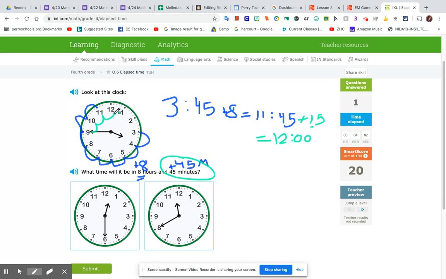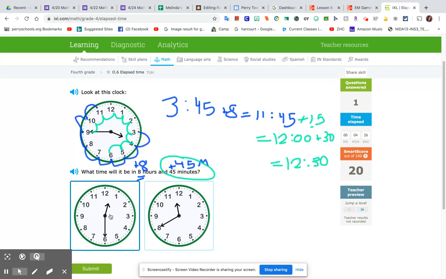I'm going to keep going. So there's 20, 25, 30, 35, 40, 45. Oh. So when I added the remaining minutes, which ended up being 30, I got to 12:30. If I've done this correctly, there will be a clock that shows 12:30, and I just saw it. Here it is. So my answer makes sense.